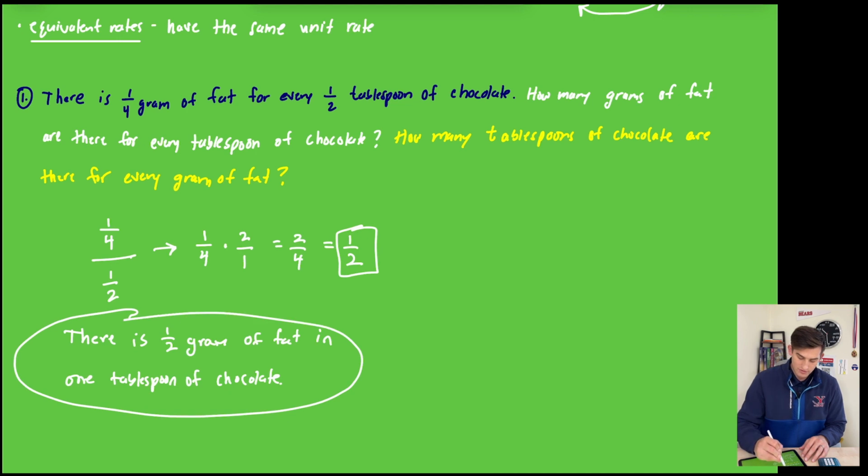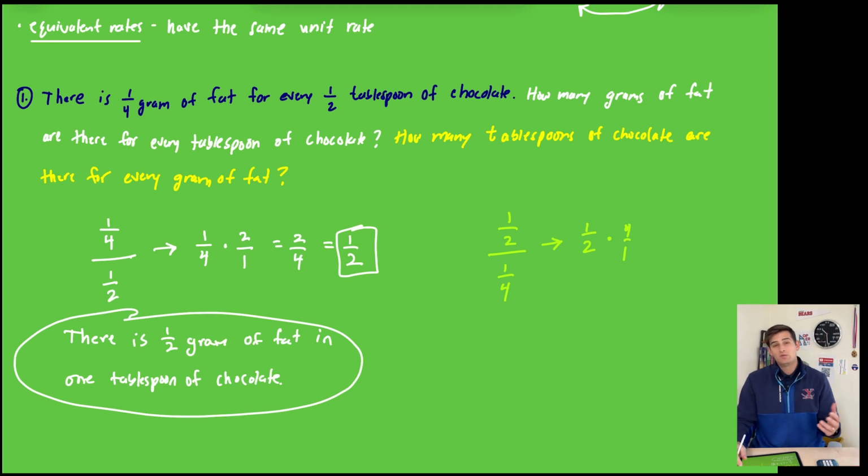All right, now let's circle that. Let's change our color to yellow here, and let's answer the second question. So now it says how many tablespoons of chocolate are there for every gram of fat? So now chocolate is A and fat is B, or tablespoon is A and fat is B. So now we're going to divide tablespoon, which is 1/2, divided by my fat, which is 1/4. So now we're going to do 1/2 times 4 over 1, because that would be 1/2 divided by 1/4. So 1/4 becomes 4, and we change from division to multiplication. So now we get this is 4 over 2, which is equal to 2.